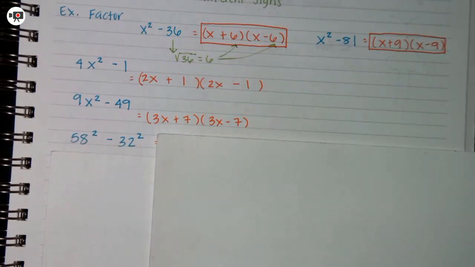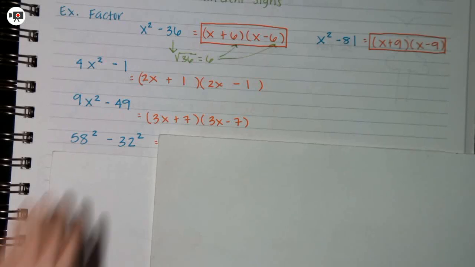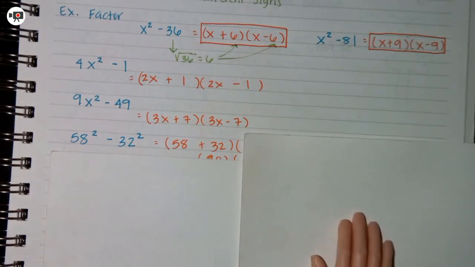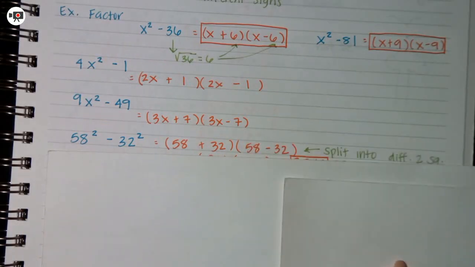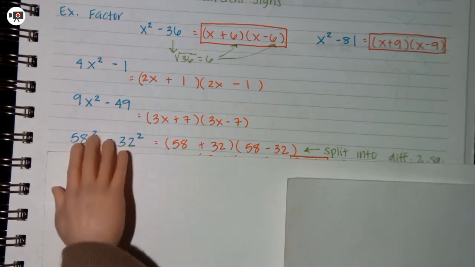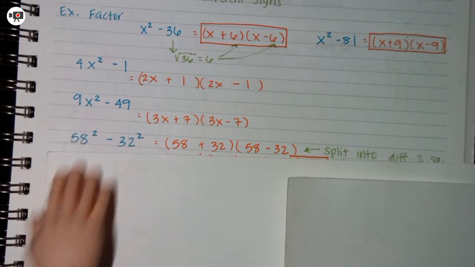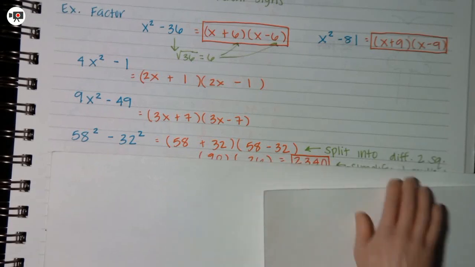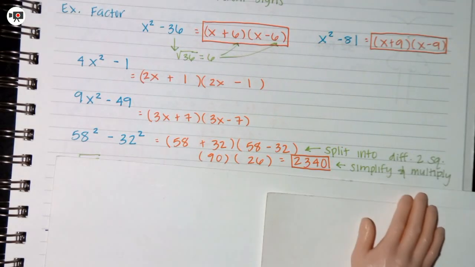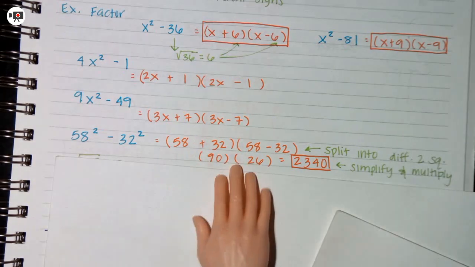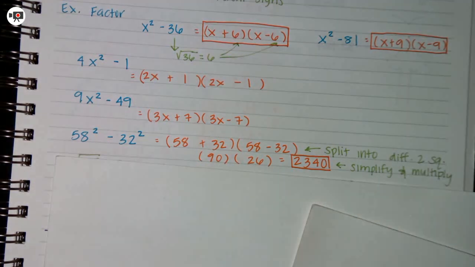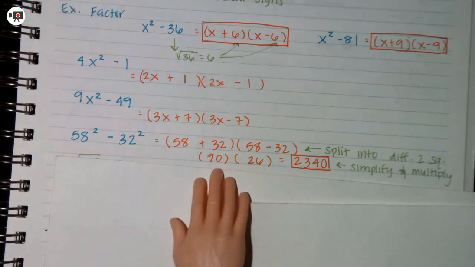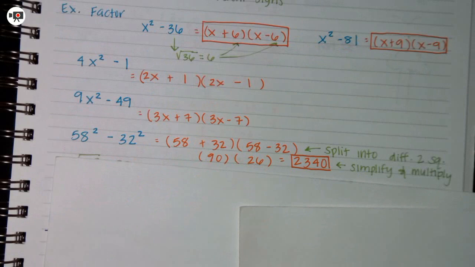And another one here. 58 squared minus 32 squared. It doesn't matter that 58 and 32 are not perfect squares, because I have the exponent 2 on them. So this would be 58 plus 32 times 58 minus 32. They are perfect squares because of the square on it, even though the base number itself is not. So we're going to split it into two different squares. And then I could simplify that if I were asked to factor and simplify, which would be 90 times 26 to get the answer 2,340.